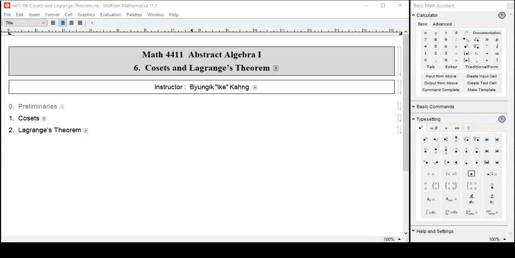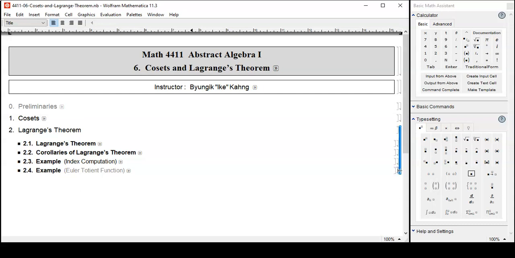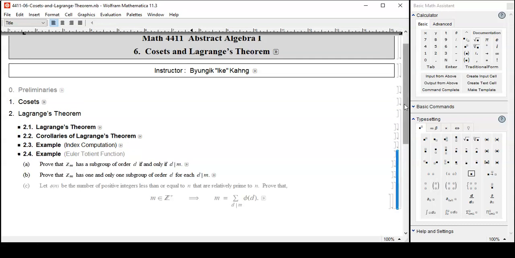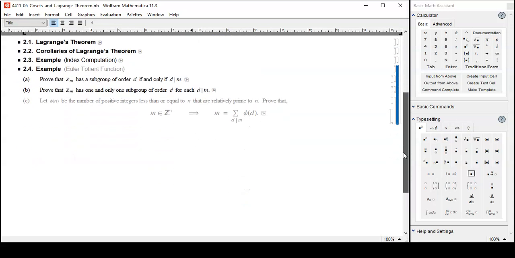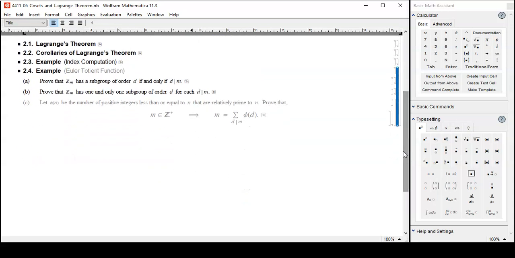Hello students, welcome back. We completed everything except for the last example here. Let's study this. It has three parts. Prove that the residue class group Zm has a subgroup of order D if and only if D divides M.